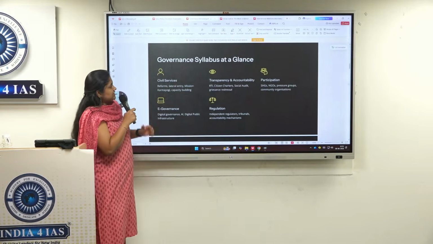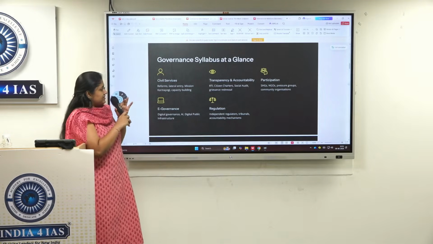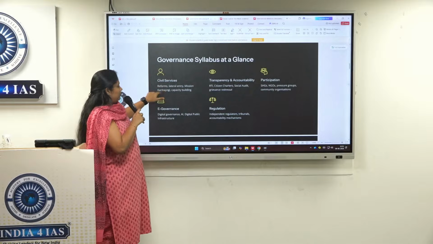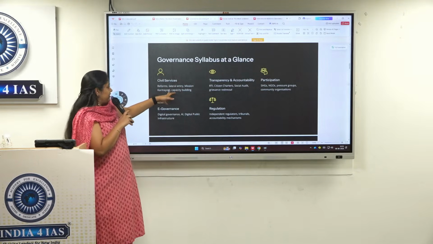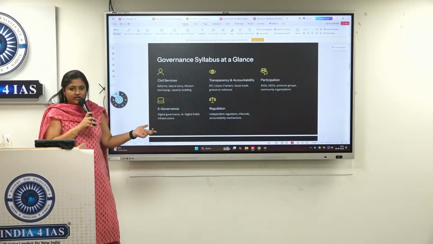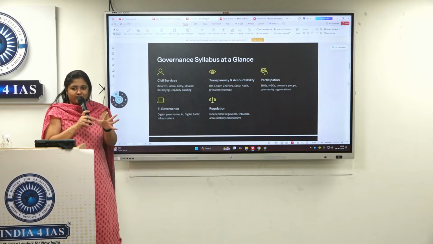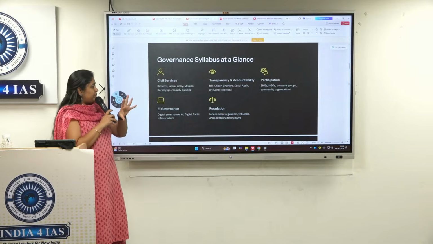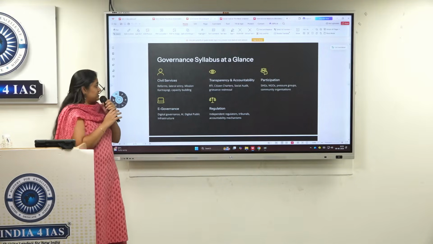The governance syllabus at a glance can be divided into 5 heads. One is civil services: how civil services can be made better, the reforms, lateral entry, Mission Karmayogi recently introduced. What are the pros, only pros, no cons yet. What are the pros of Mission Karmayogi? How are we reforming the civil services?